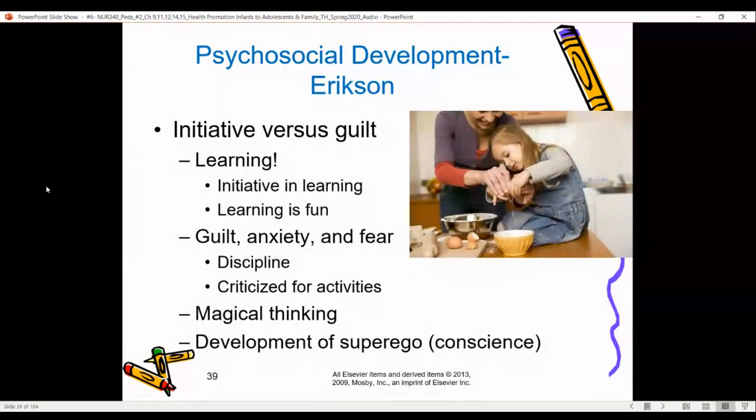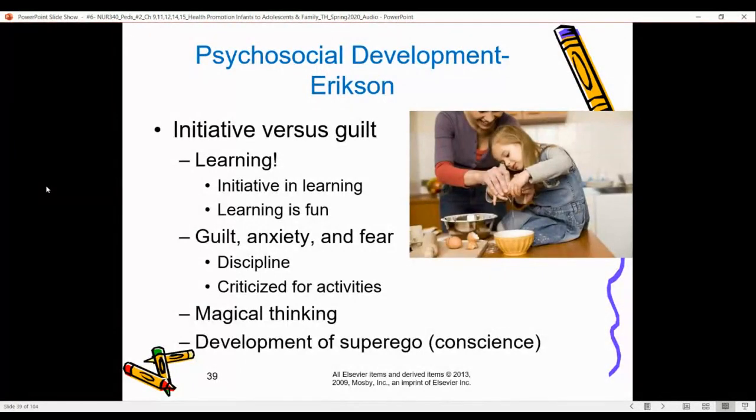Erikson's development is initiative versus guilt. They like to initiate learning. They will come up to an adult and say, hey, I want to do that, or hey, I can do that, and they really want to learn. And this is the kid that is kind of that 3-year-old that's starting to ask more information about the world around them. They're trying to get these skills to learn more.